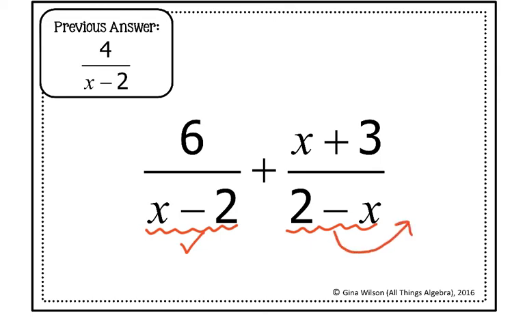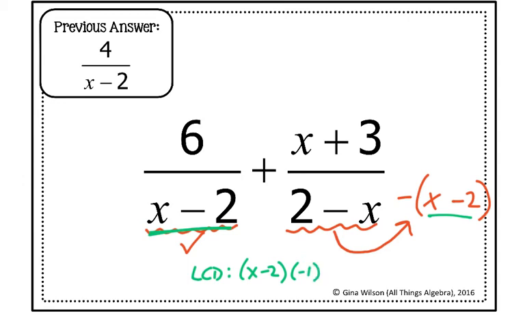And the best way to do that is just factor out a negative. Watch this. If I factor out a negative, the 2 becomes a negative, and the negative x becomes a positive. Well, will you look at that? Now I see I have the same factor here and here. So now my LCD, if I gather up similar factors, they both have an x minus 2, and the other one has a negative 1, which you can include there, or if you want to, you can multiply the negative 1 into the top and do it that way.